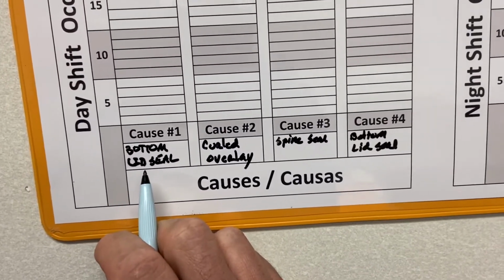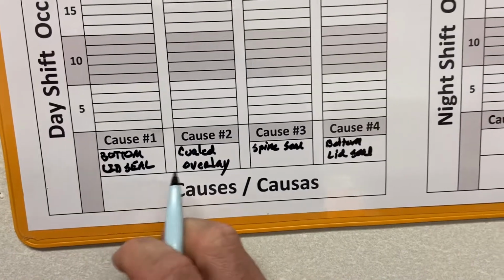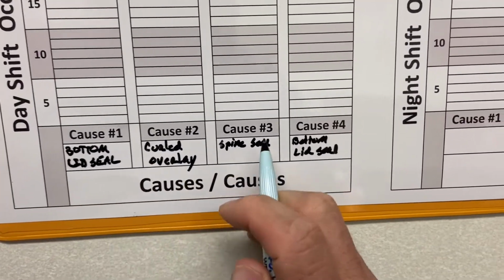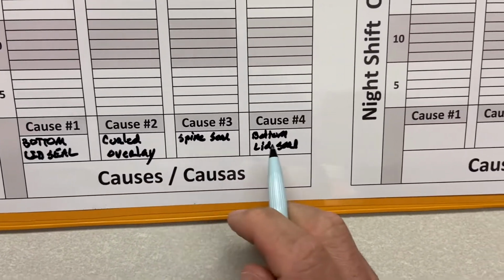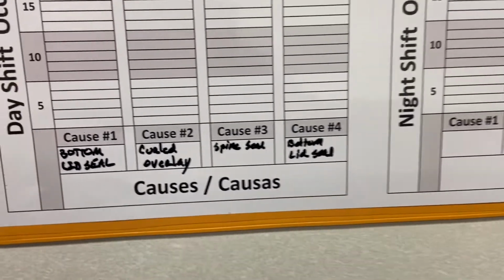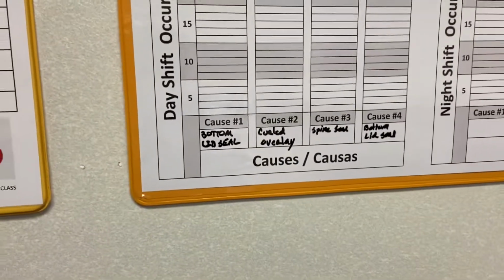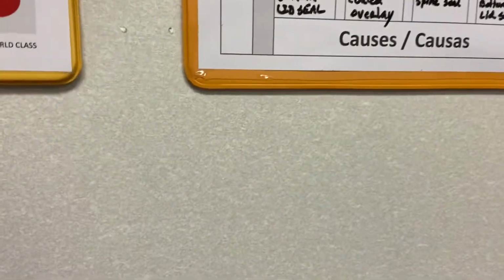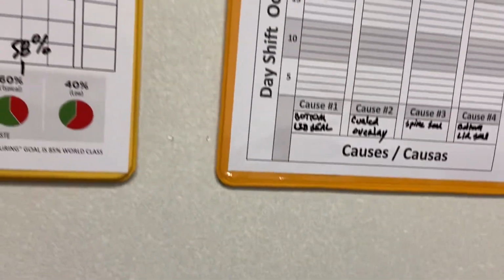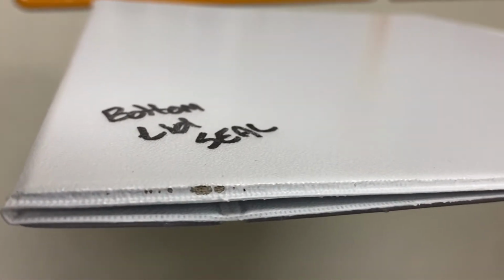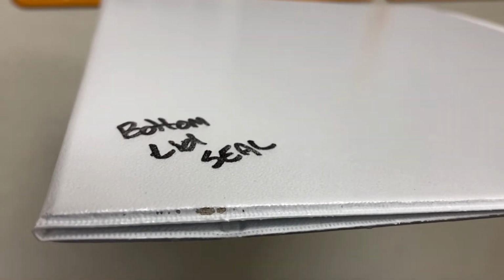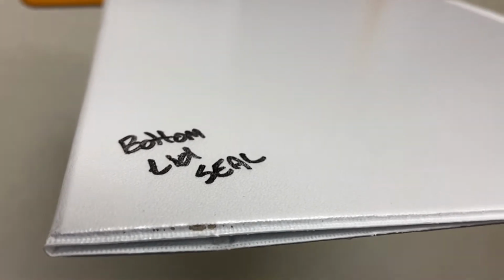We might have a bottom lid seal blown out. We could have a curled overlay. We could have some spine seal issues. We could have some bottom lid seal issues. So let's talk about the bottom lid seal. Let me get one of these pieces right here. This is a lid board. This is a bottom lid seal. What I'm talking about is that little blown out area right there where you can actually see the board sticking out of the binder flat.